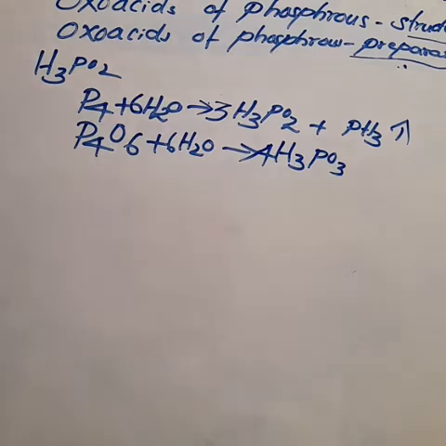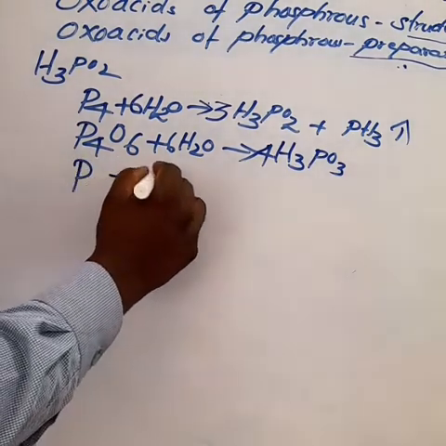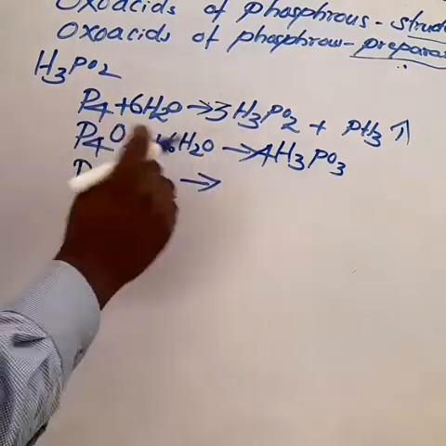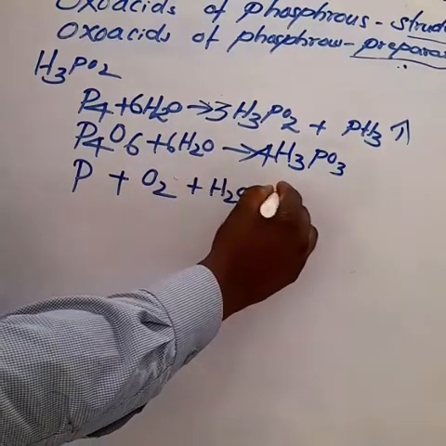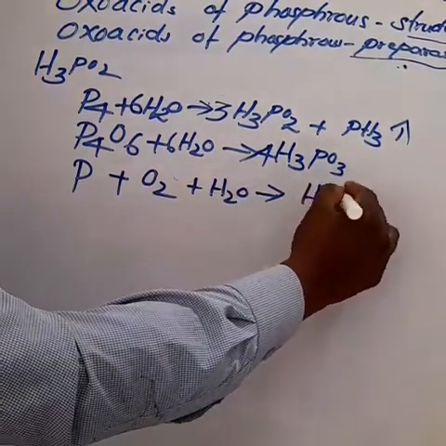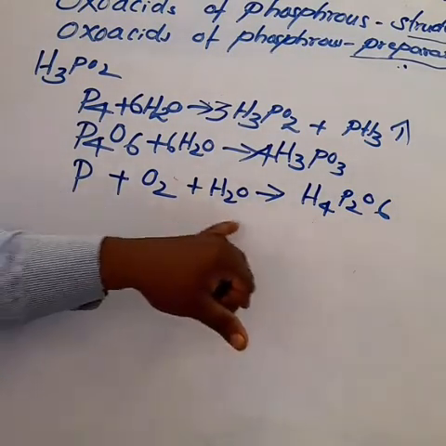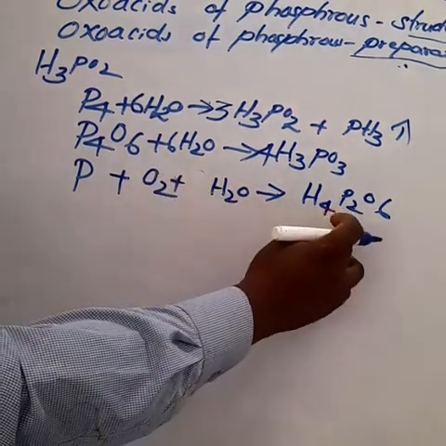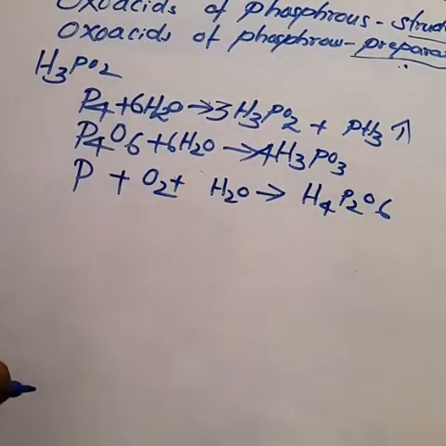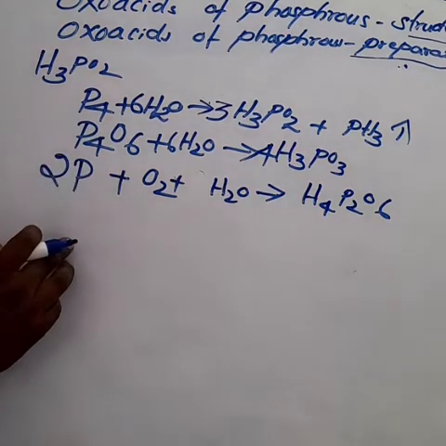Next, phosphorus reacts with oxygen in the presence of water, and we get H4P2O6, which we call hypophosphoric acid. How can you balance the equation? How much phosphorus is there? 2 phosphorus, so make it 2P.